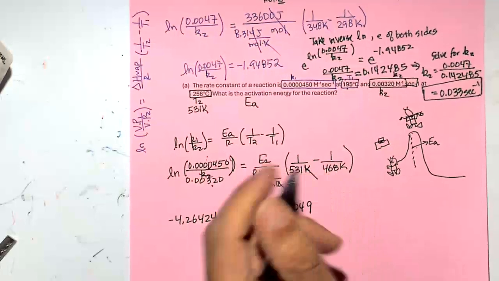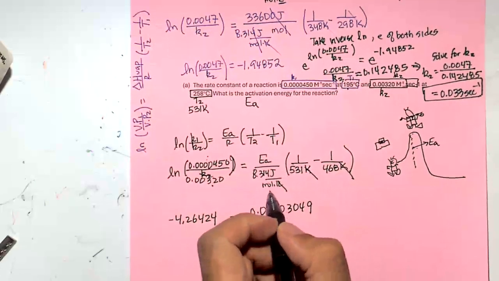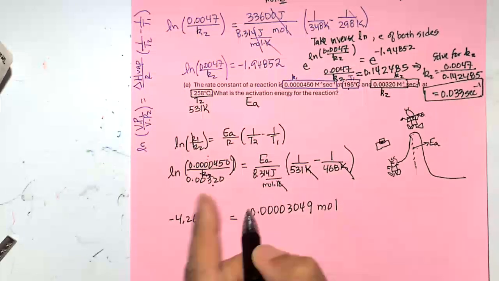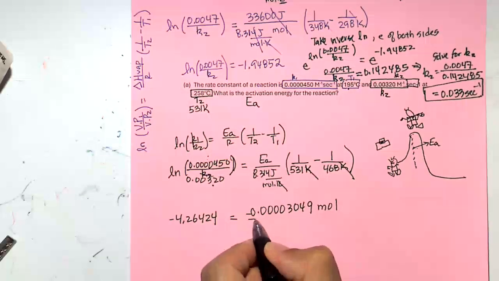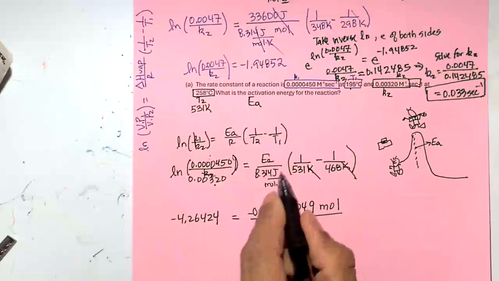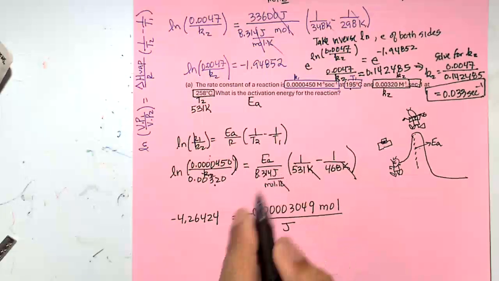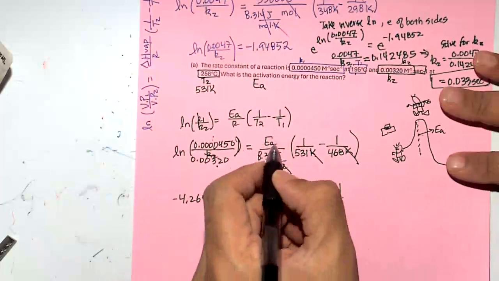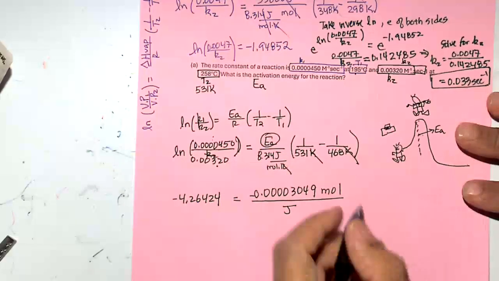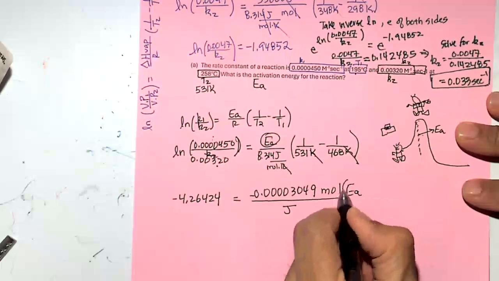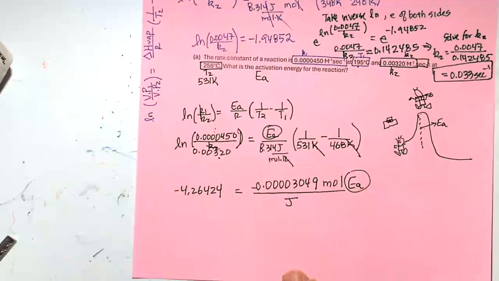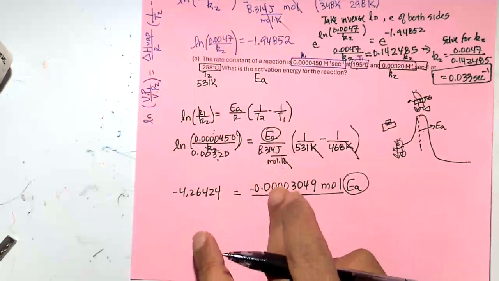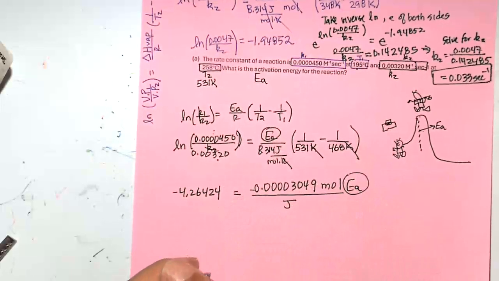0.000349. This Kelvin cancels. And then the moles in the denominator of the denominator goes to the numerator. And then the joules that's in the denominator stays in the denominator. And then we have the EA here. So this times EA divided by this is this number times EA.